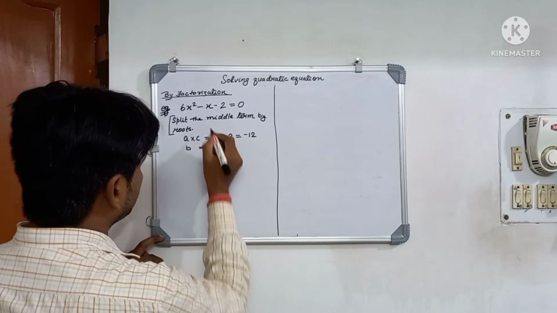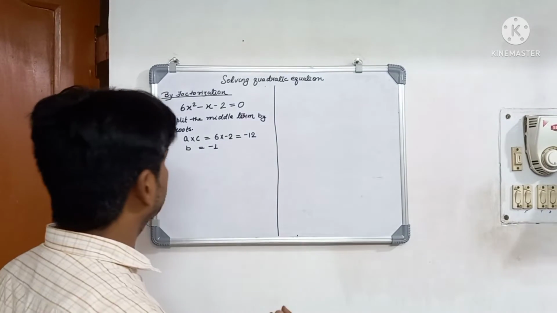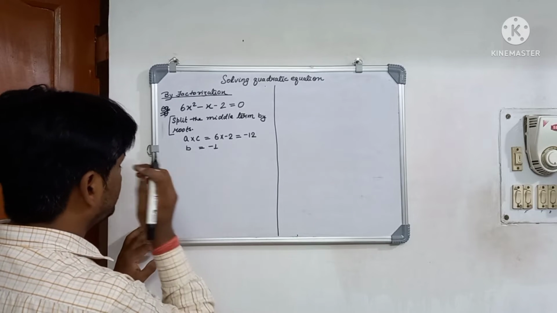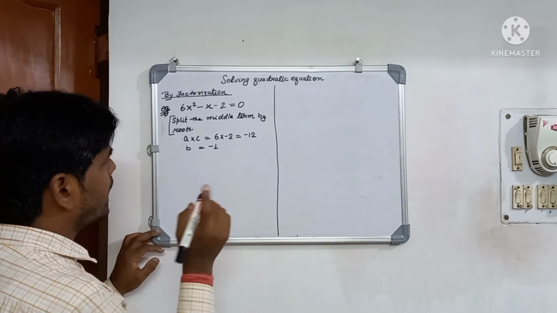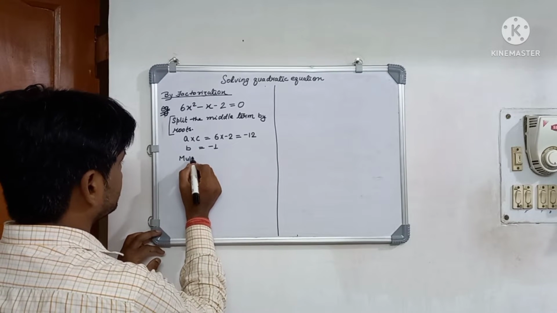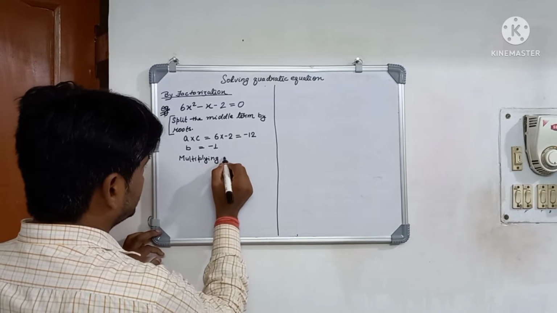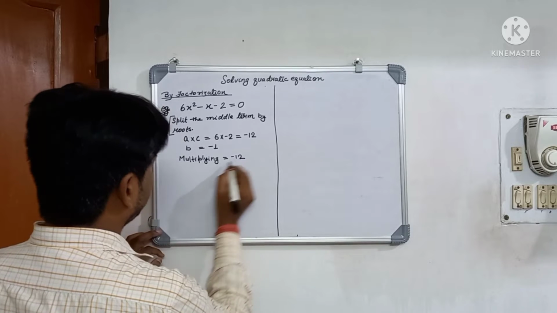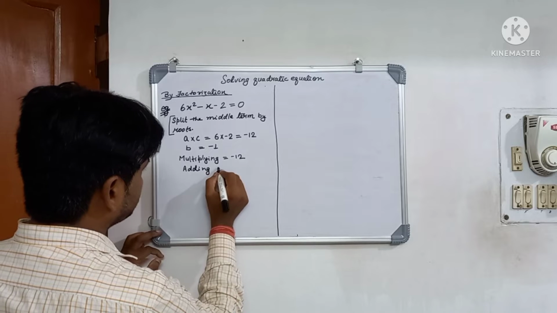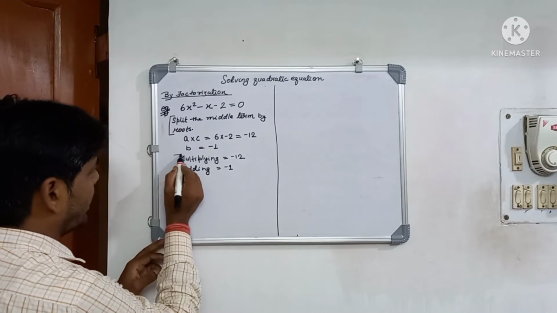Now b here is equal to -1. So in order to get the solution of this particular equation, we have to find the roots, which on multiplying should give a value equal to -12, and on adding should always produce a value equal to -1. So this is our requirement.